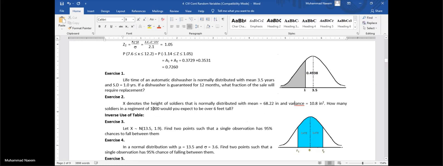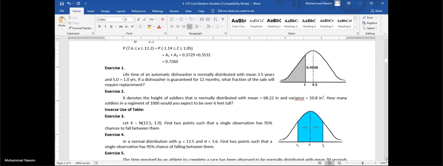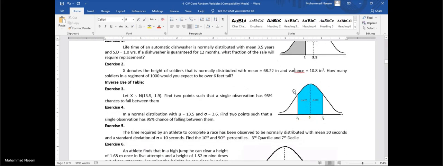Okay, now what is required? How many soldiers in a regiment of 1000 would you expect to be over 6 feet? In this diagram, we have the mean value 68.22. What is the equivalent figure of 6 feet with the same unit? 6 feet means 72 inches. So if we have the mean value 68.22, definitely here we have the value of 72 inches.